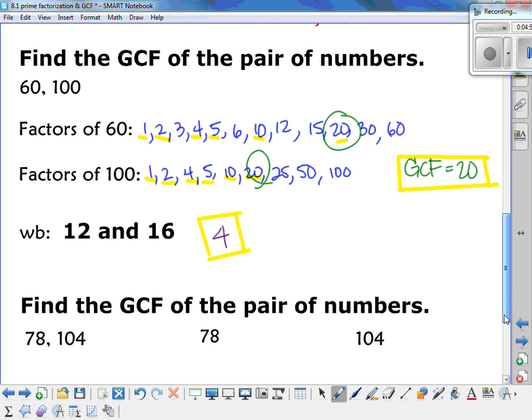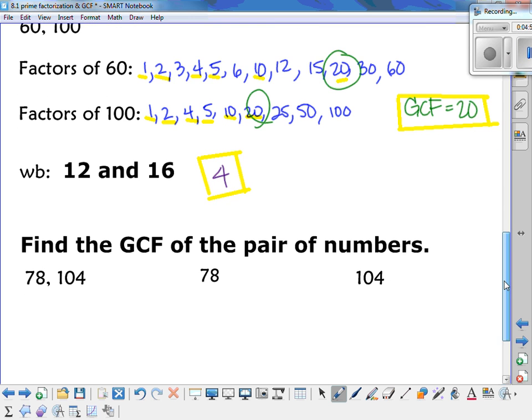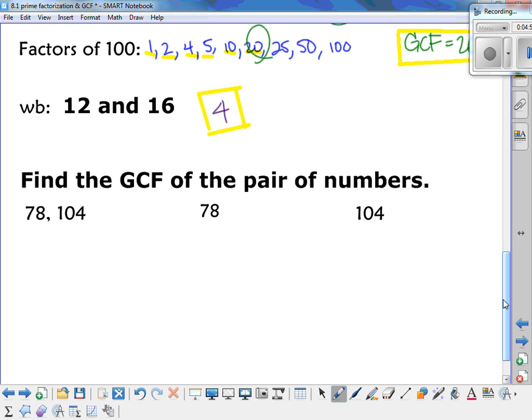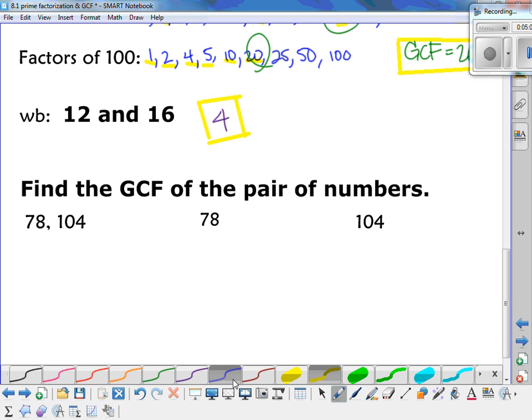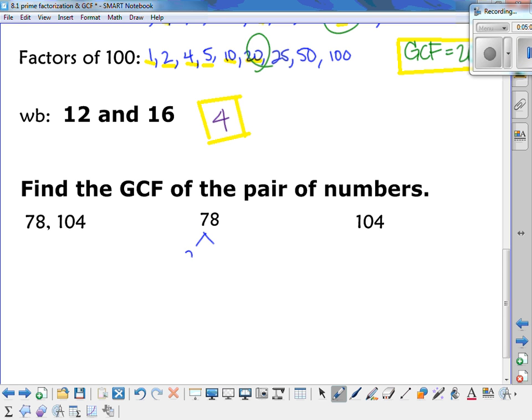All right, now we're going to do 78 and 104, and I'm going to show you how you can do it with a factor tree. So let's see here. So 78, it's even, right? So 2 is going to go into it. 2 times what? 2 times 39. Okay, can I break 39 down? What divides into 39? 3, right? 3 times 13.